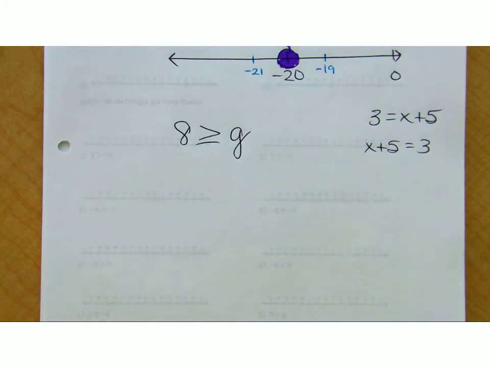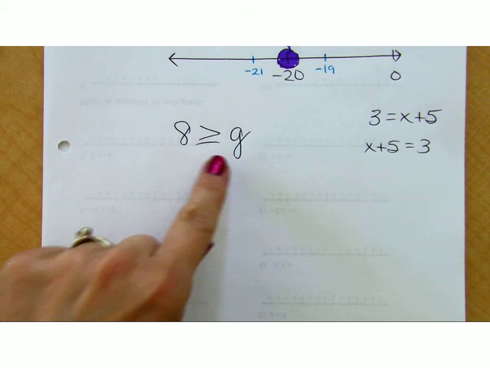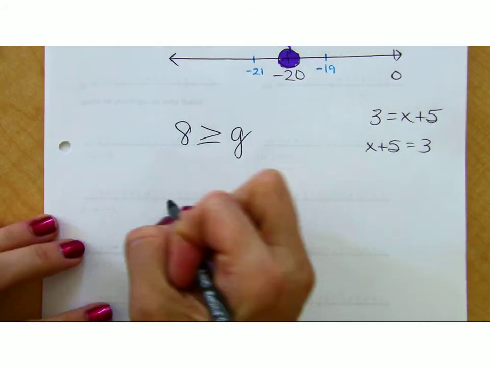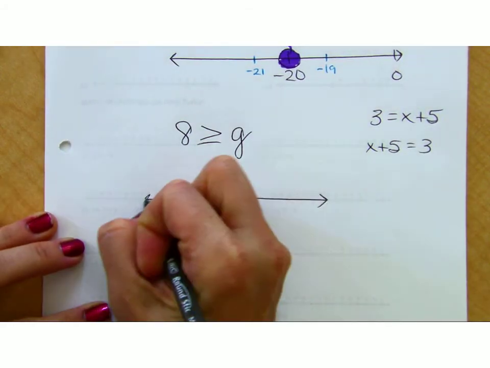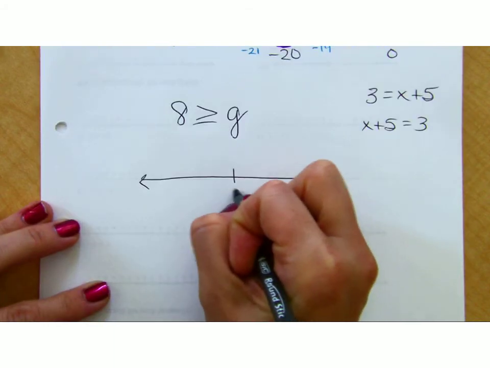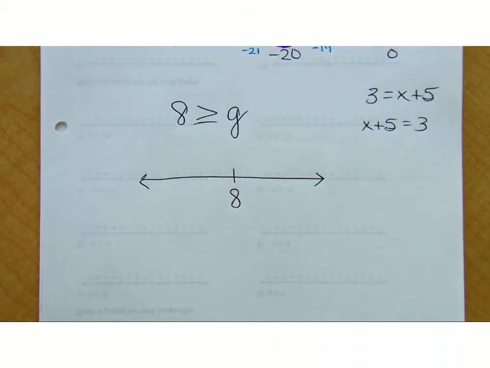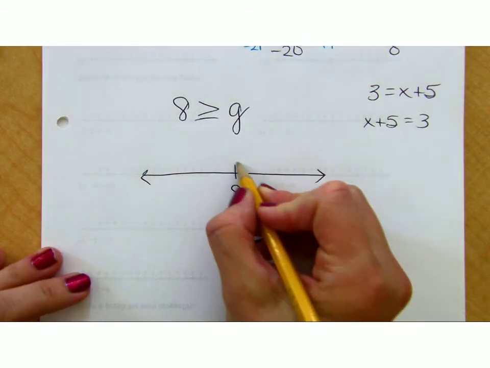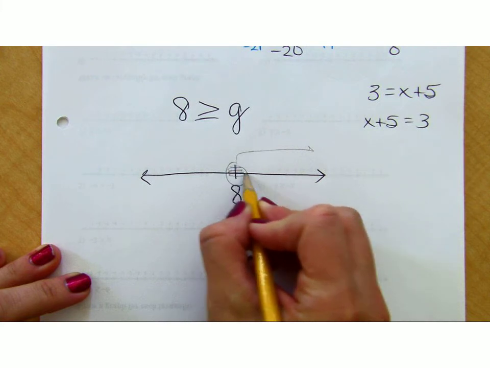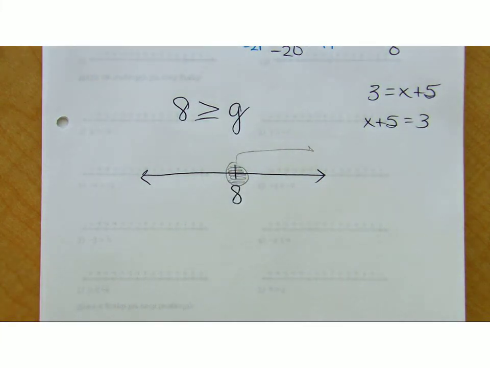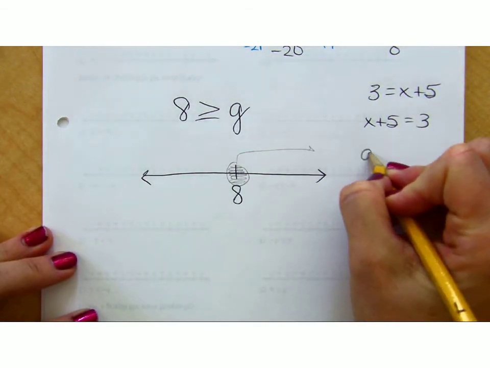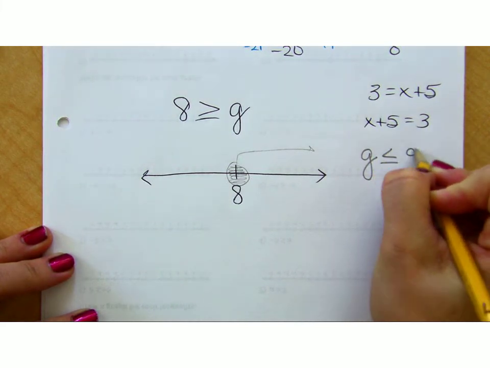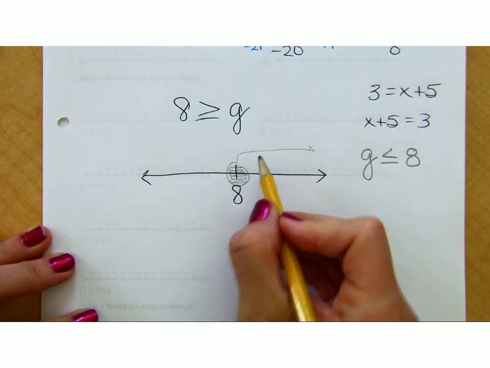Because when the variable is not written first, I guarantee you, every single year, I have kids do this, and they don't even think about it. They see a greater than symbol. They see this, and then they do that, and then they're wrong, and they wonder why. Because if 8 is greater than or equal to G, then that must mean that G is really what? Less than or equal to 8. Oh, shoot, that doesn't match it now.